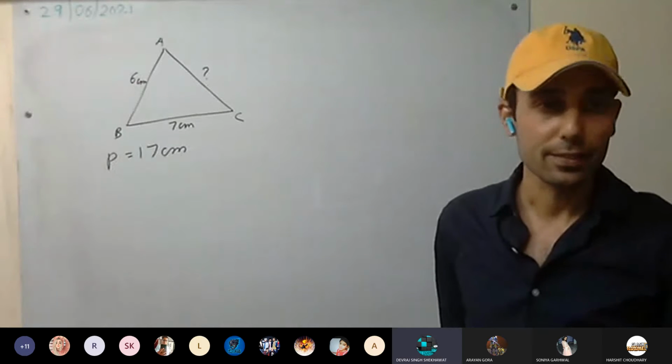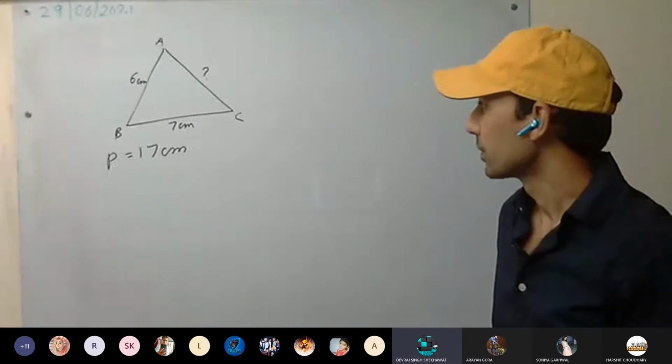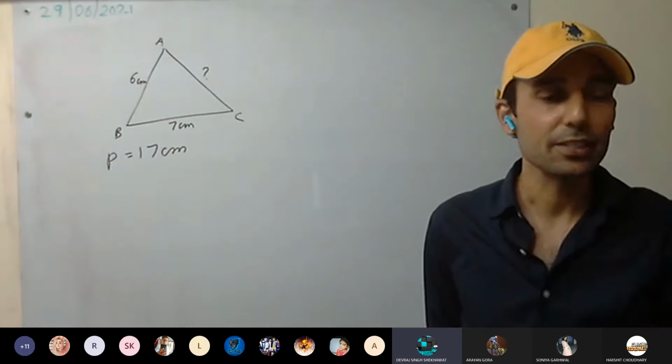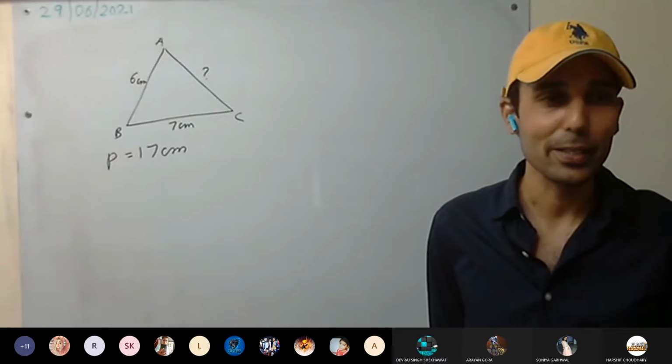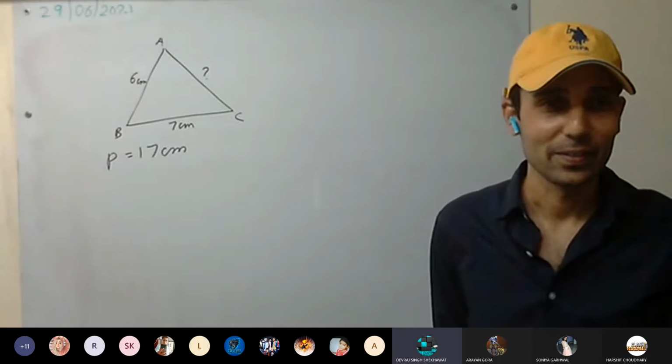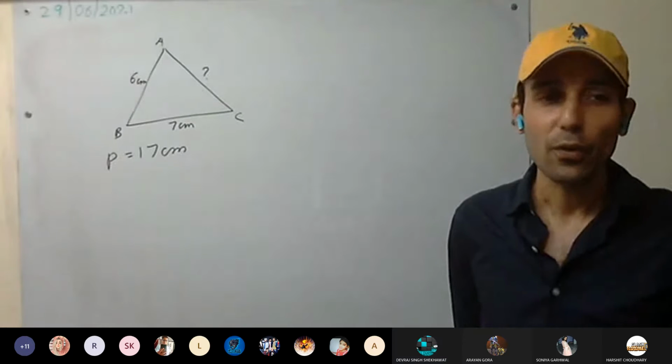Sir, we will add the given two sides, then subtract from 17. Okay. So first the question arises, do you know what you mean by perimeter? If you don't know, then you won't be able to solve. Yes or no? Sum of all sides.